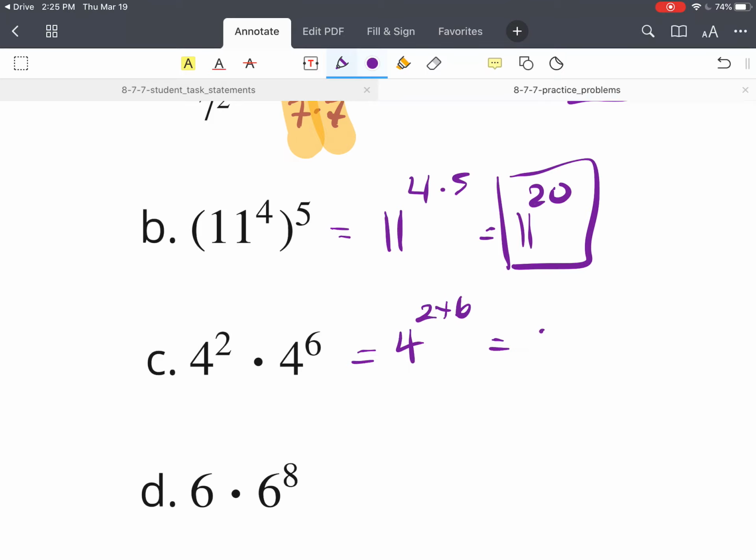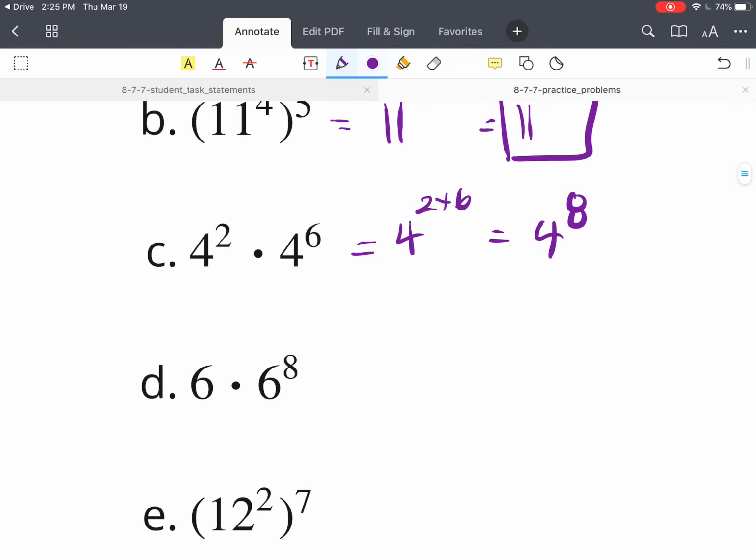4 squared times 4 to the 6th. We add the exponents since we're multiplying. So that's going to be 4 to the 8th.